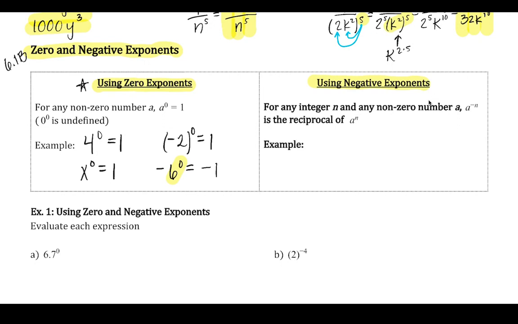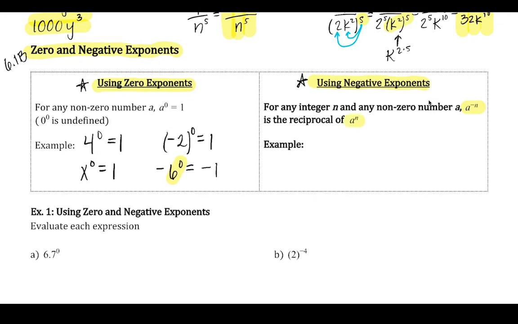And then for negative exponents. For any integer n, and integers are just the numbers that you think of when you count, but also including negative numbers. So it could be 1, 2, 3, or it could be -1, -2, -3, and so on, but no decimals or fractions. For any integer n and any non-zero number a, a raised to the negative n is the reciprocal of a to the n.